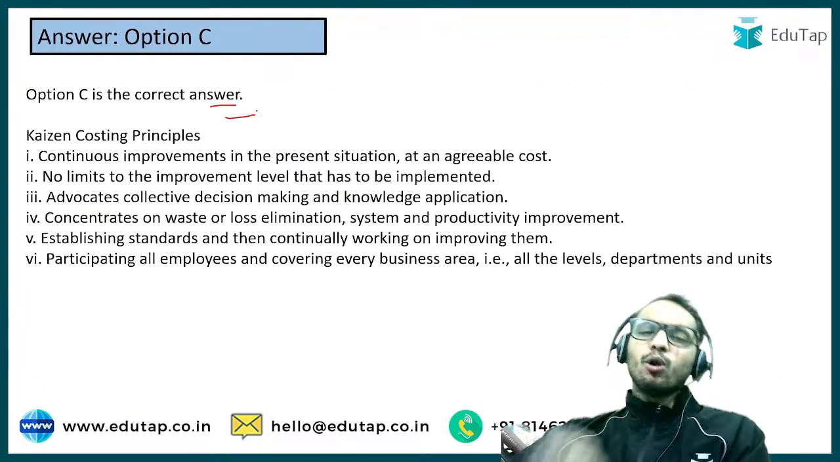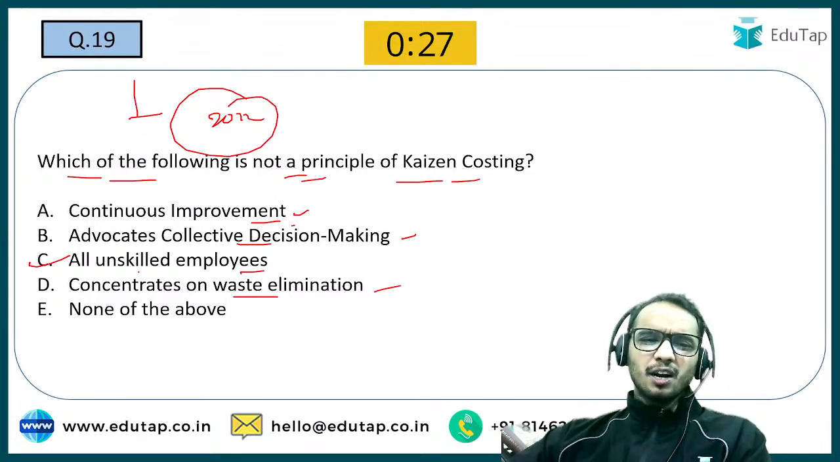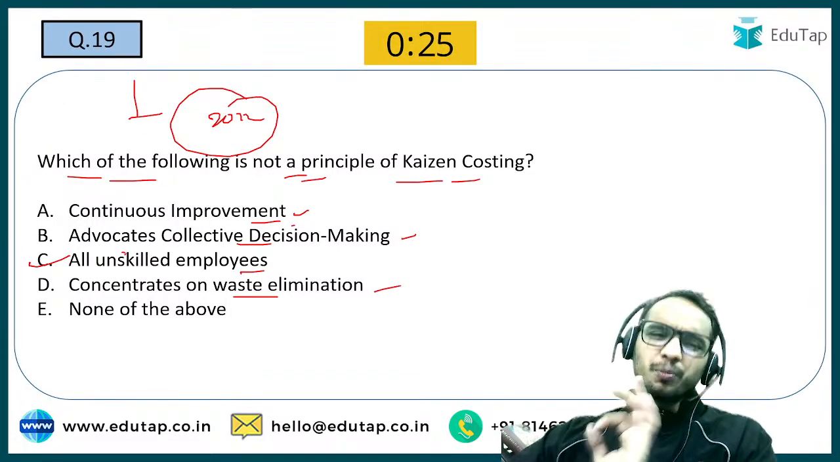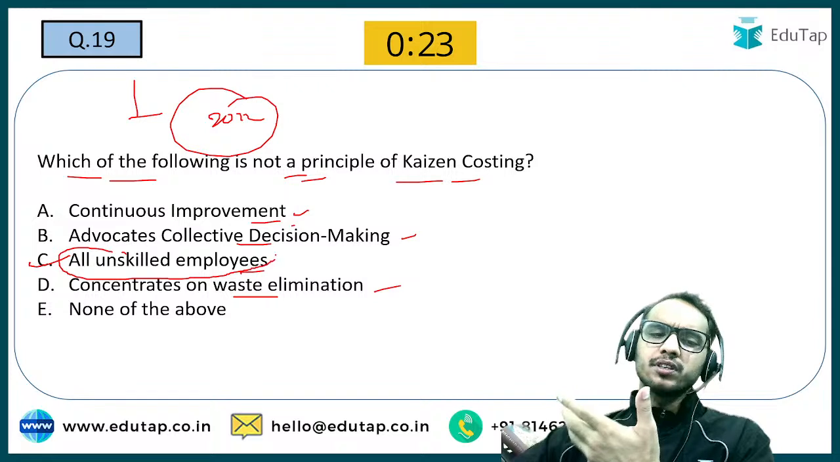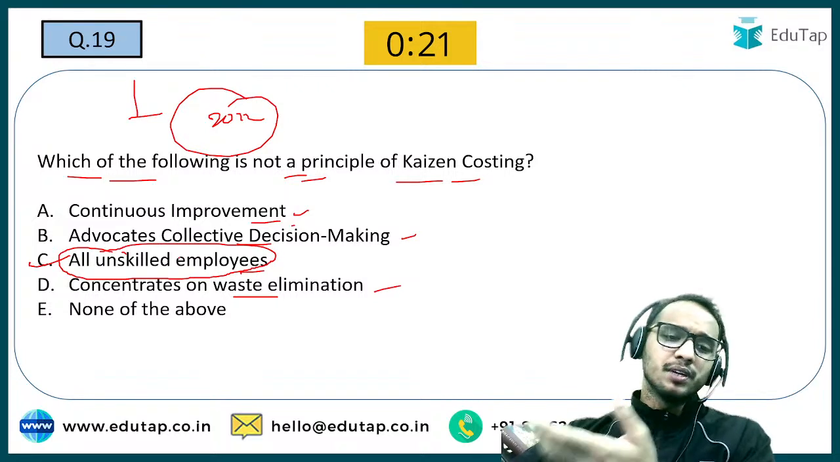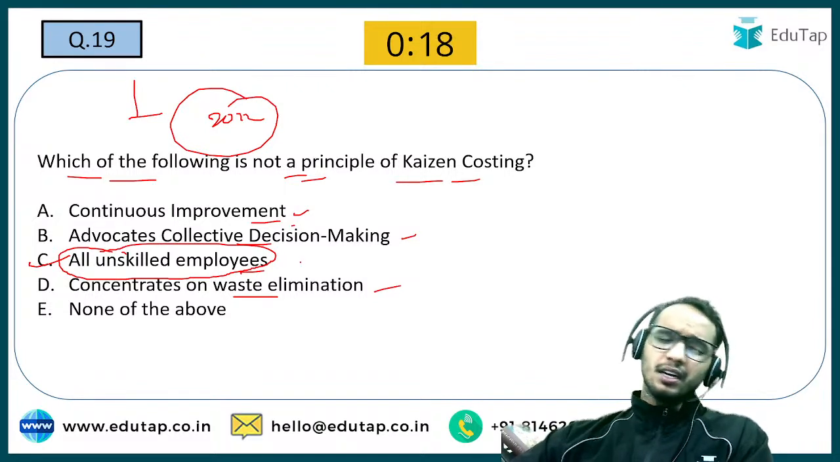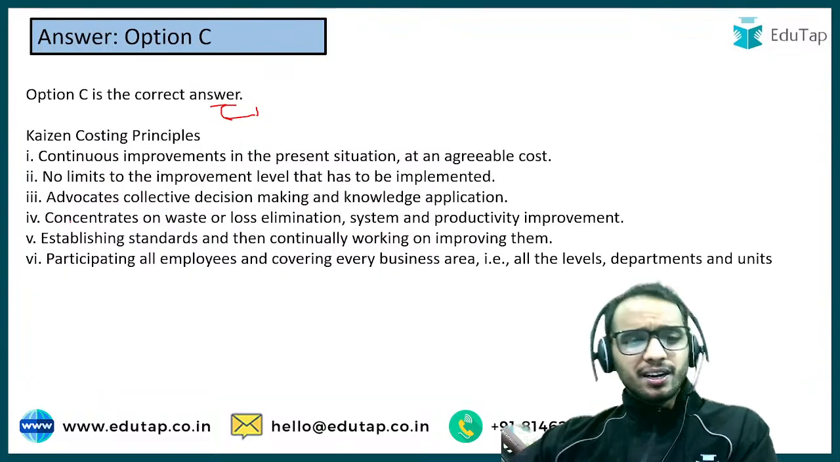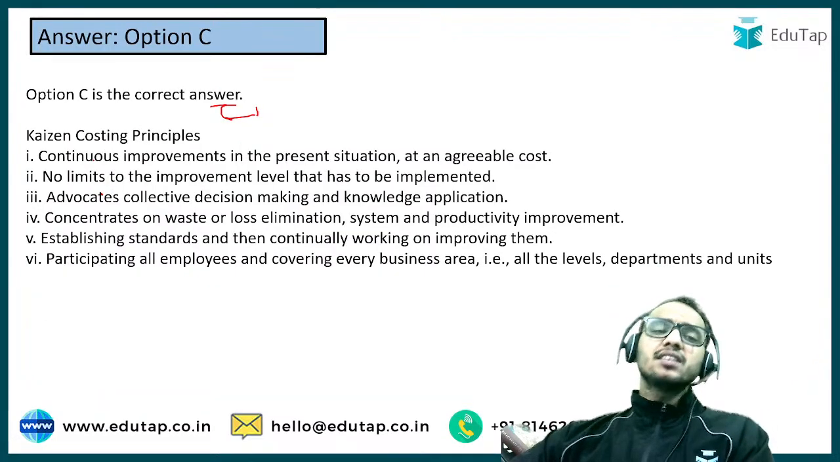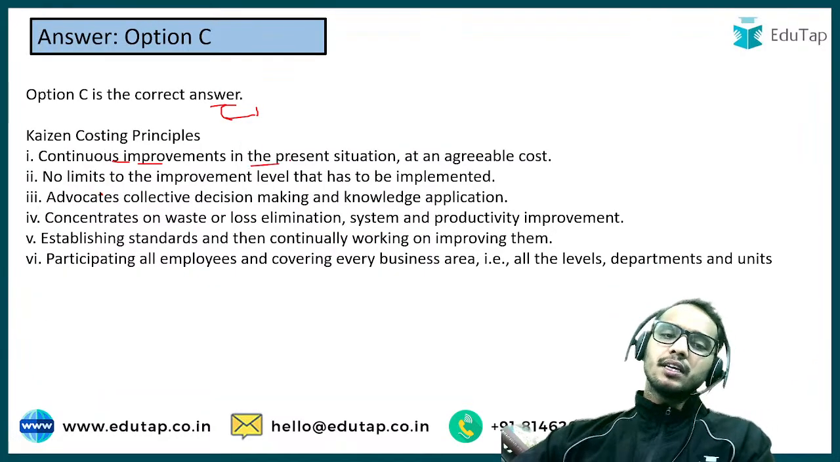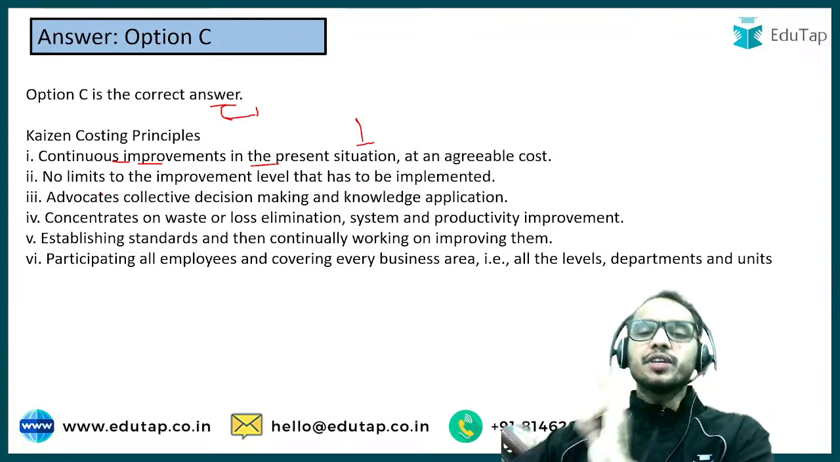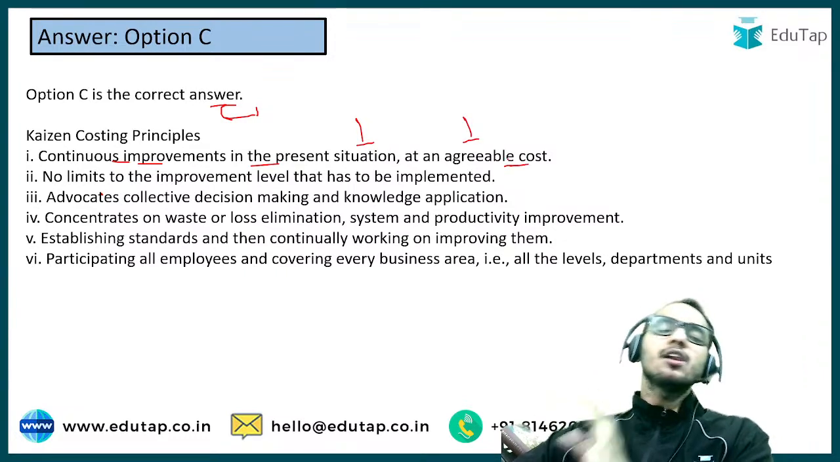Now look at all the principles. So you know what is the answer? All unskilled employees is not the principle, because how are the unskilled employees going to be beneficial for the company or firm? So option number C is the answer. But let's look at all the principles. Kaizen talks about continuous improvement in the present situation at an agreeable cost.